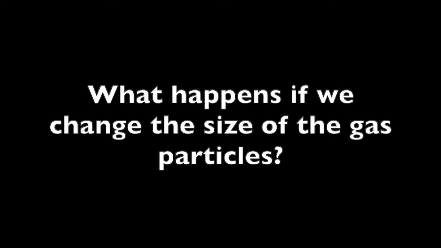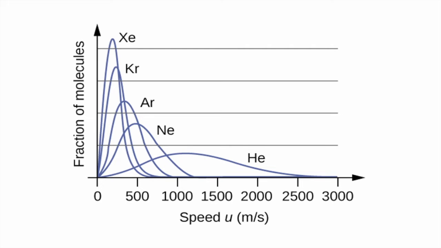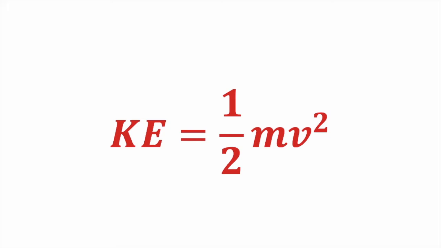Now, what happens if we change the size of our gas particle? At any given temperature, all gases are going to have the same average kinetic energy for their molecules. However, gases with heavier particles are going to have slower average velocities. And we might predict this looking at the equation KE equals 1/2 mv squared. If we want to have the same amount of energy and we increase the mass, the square of the velocity is going to have to decrease, because mass is inversely proportional to the square of the velocity.